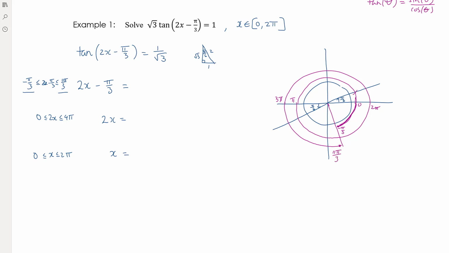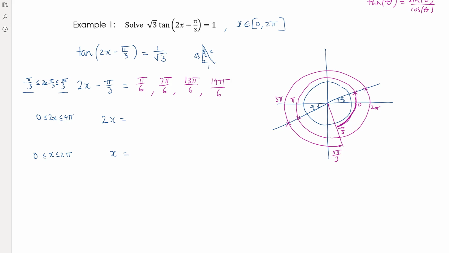Okay, so 4 solutions: pi on 6, pi plus pi on 6, which is 7 pi on 6, 2 pi plus pi on 6, which is 13 pi on 6, 3 pi plus pi on 6, which is 19 pi on 6. Okay, what did we say there? Pi on 6, 7 pi on 6, 2 pi plus pi on 6 is, nope, sorry, 13 pi on 6, and 19 pi on 6.